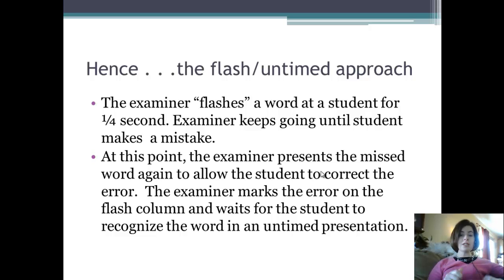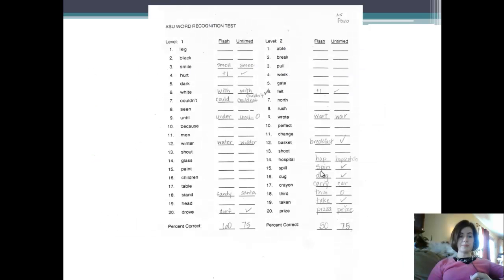Examiner keeps going, flashing the words to the student until the student makes a mistake. At this point, the examiner presents the missed word to the student again to allow the student to correct the error. The examiner marks the error on the flash column and waits for the student to recognize the word in an untimed presentation. So we flash, we flash, we flash. We get to a point where the student misses a word, so we stop. We present that word back to the student, and we give them time to try to determine the answer to that in an untimed presentation. Here's an example of a flashed and untimed word recognition test.